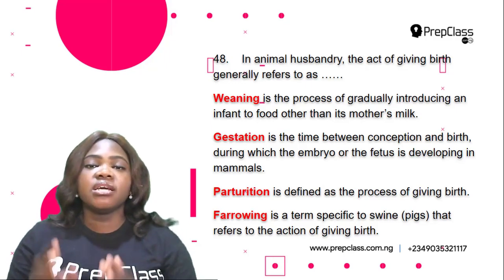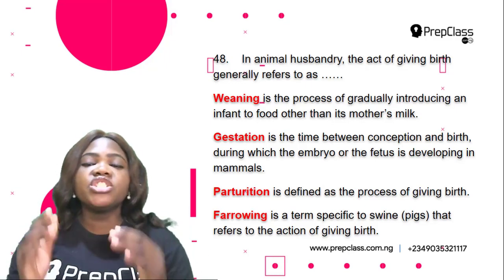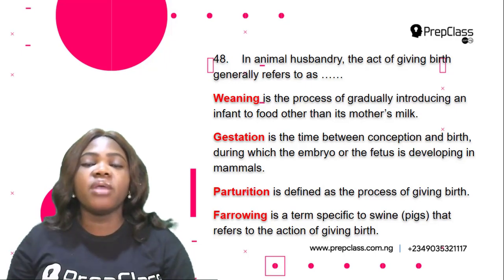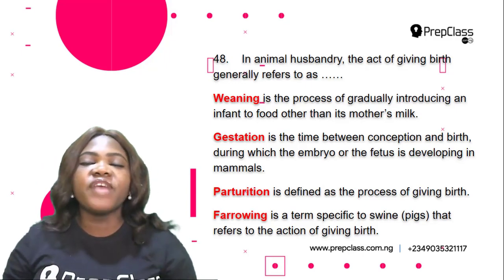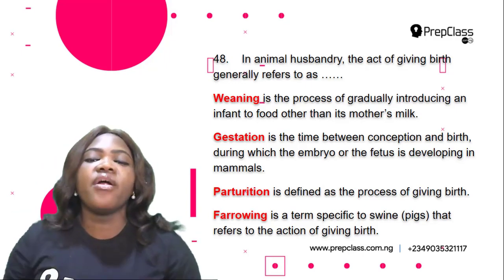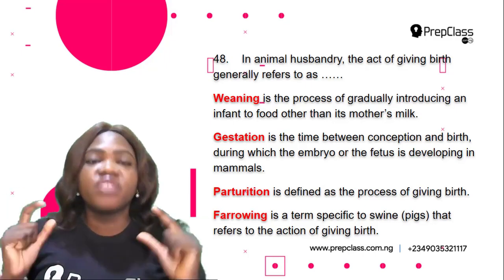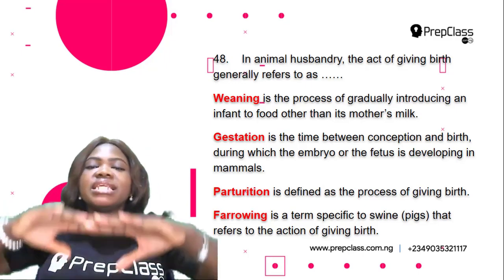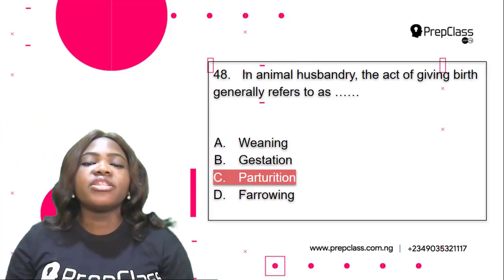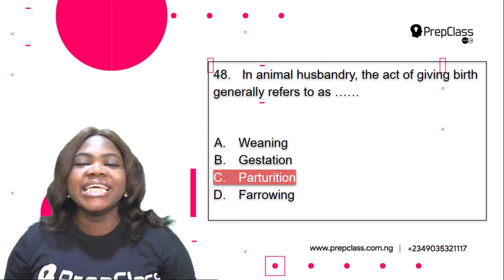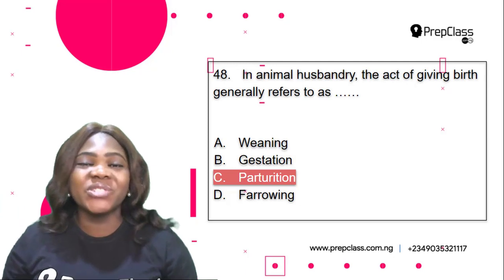Then gestation period is the time between conception and birth, during which the embryo or the fetus is developing in mammals. So this is the pregnancy period. Parturition is defined as the process of giving birth. Then farrowing is a term that is specific to pigs. So it refers to the action of giving birth in pigs. But parturition is the general term for the process of giving birth. So the correct option is C, parturition. In animal husbandry, the act of giving birth generally refers to as parturition.